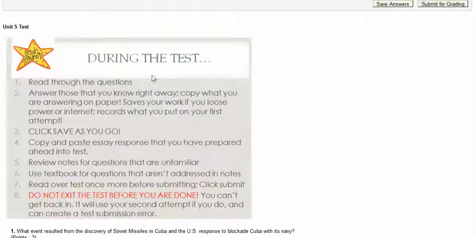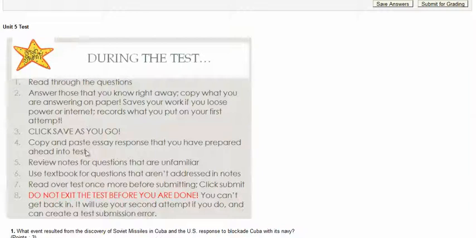Just some test reminders here. During the test, read through all the questions carefully as you go. Answer those that you know right away. Make sure that you copy what you're answering on paper as well. This saves your work if you lose it due to a power outage or internet problem. It also records what you put on your first attempt, so when you take the test a second time, you're not making the mistake of putting an incorrect answer the second time as well that you've already attempted.